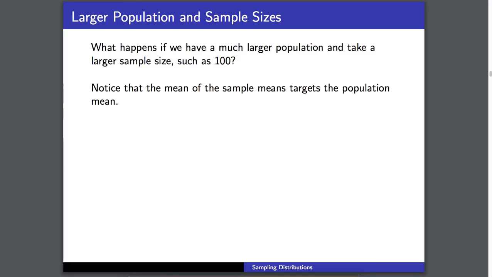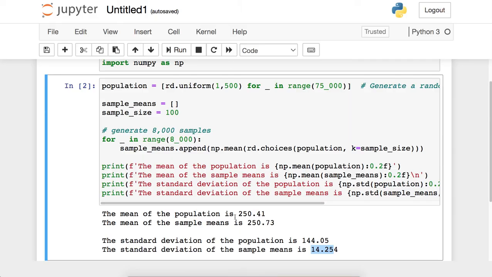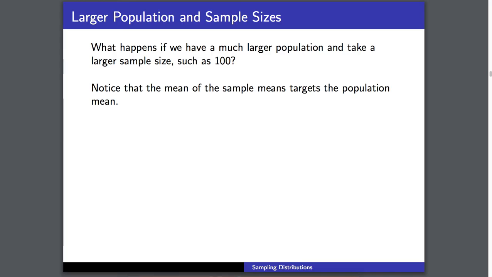Notice the mean targets our population mean. By targeting, we mean that the mean of our sample means here is very close to what the actual population mean is. So our population mean is going to be approximately the mean of our sample means. This notation here, mu with a subscript of x-bar, is the mean of the sample means, and that, again, is going to target our population mean.